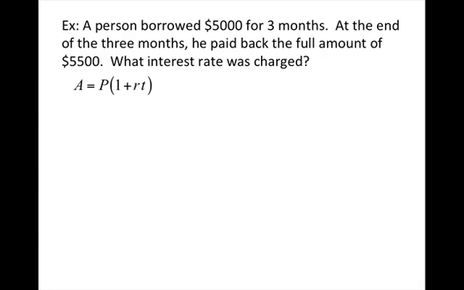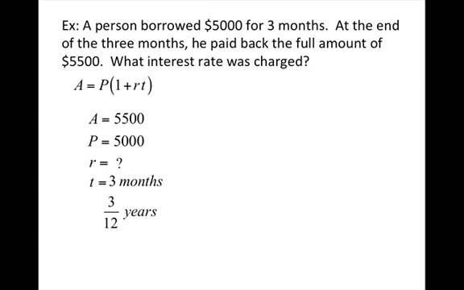So I'm going to use A equals P times 1 plus RT. So I list what my variables are. A is the final amount. This time I was given the final amount was $5,500. P is the principal. That's the initial amount of money. That was the borrowed $5,000. R is your interest rate, and this time that's what I'm looking for. T is your time, and it was 3 months. And remember, I always need time in years, so that's 3 months out of 12 possible months. So I divide by 12 to convert it to years.